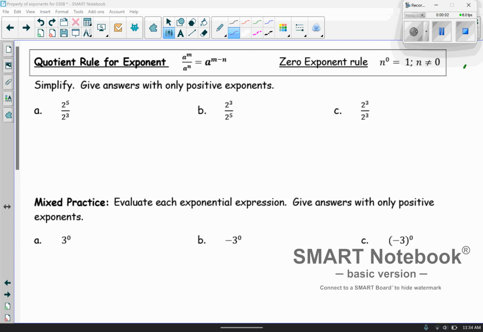Okay, we have one more rule to look at before we start to mix and match some of this stuff together. Looking right here at the quotient rule for exponents. If you remember the product rule, you multiplied. With the quotient rule, we're actually going to subtract. Specifically, we're going to subtract the denominator exponent from the numerator exponent if the bases are the same. Our bases have to be the same.